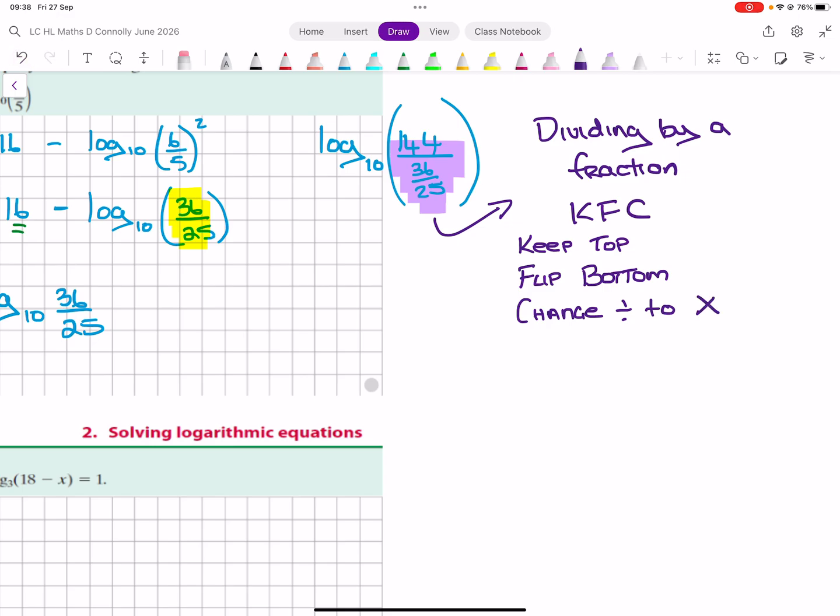Sorry. Yeah, so it was log to the base 10. We keep the 144. We make it 25 over 36, so flip. And then instead of divide, we multiply. So that is 100. And then log to the base 10 of 100 is 2.